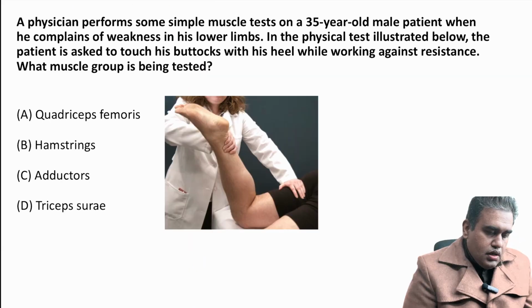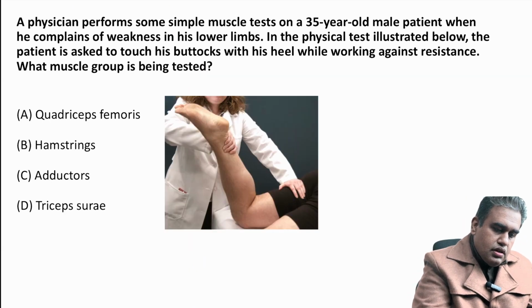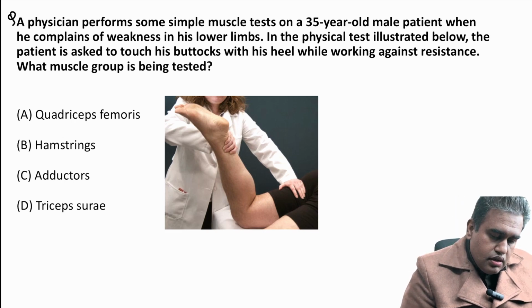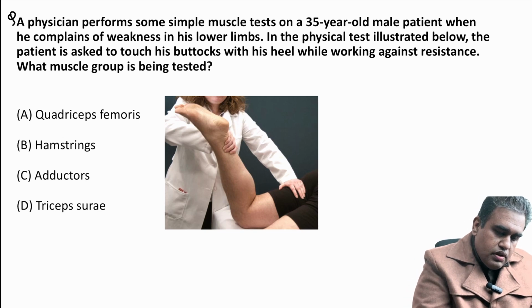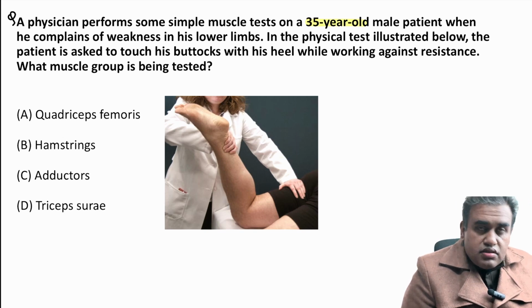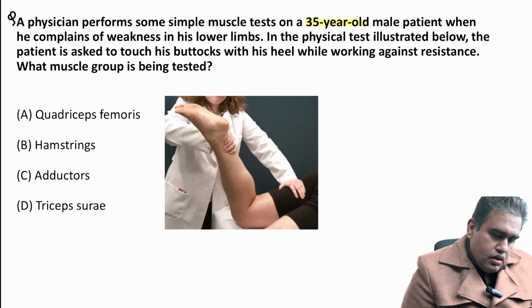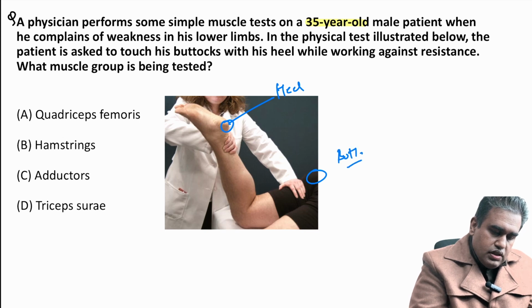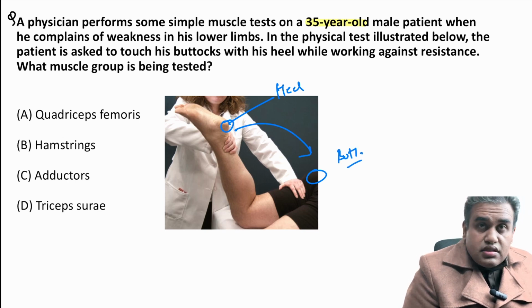Now this question asks that a physician performs some simple muscle tests on a 35-year-old male patient when he complains of weakness in his lower limb. In the physical test listed below, the patient is asked to touch his buttocks with his heel. So here we can see the position of the buttocks, and this is the heel over here.